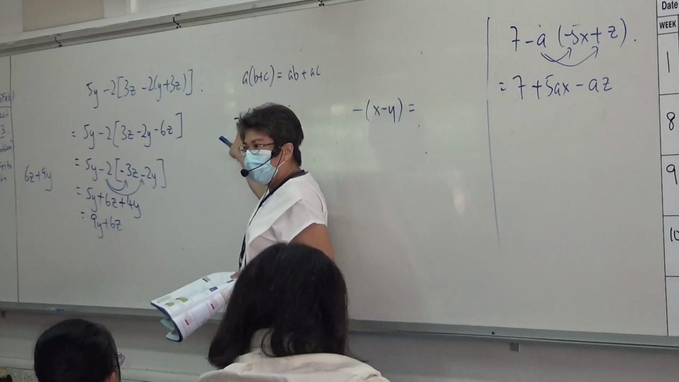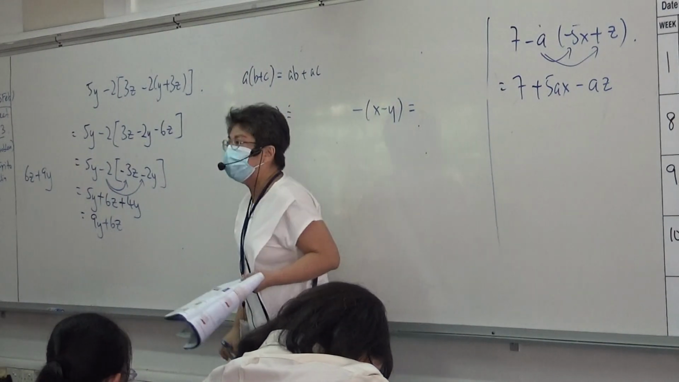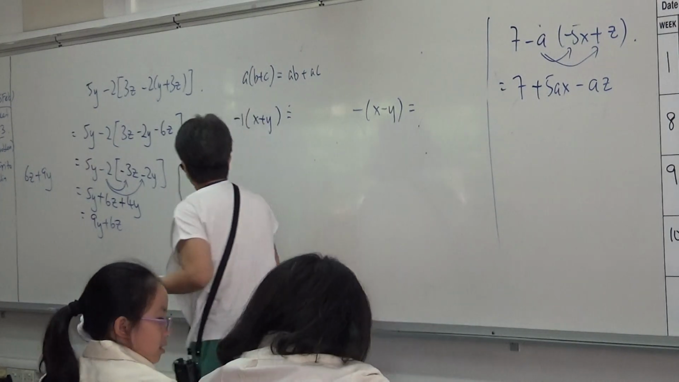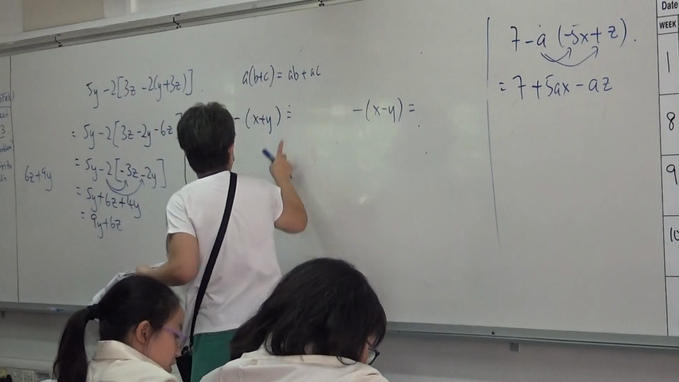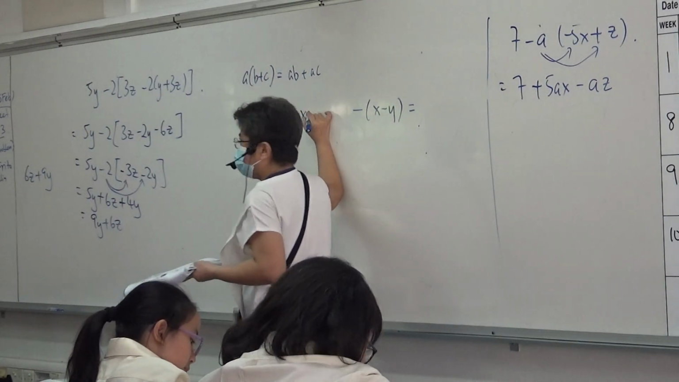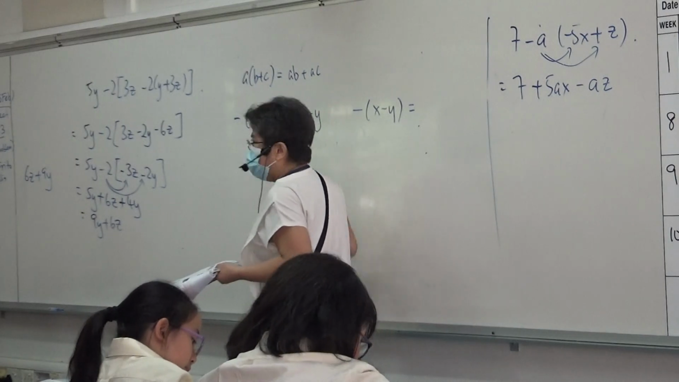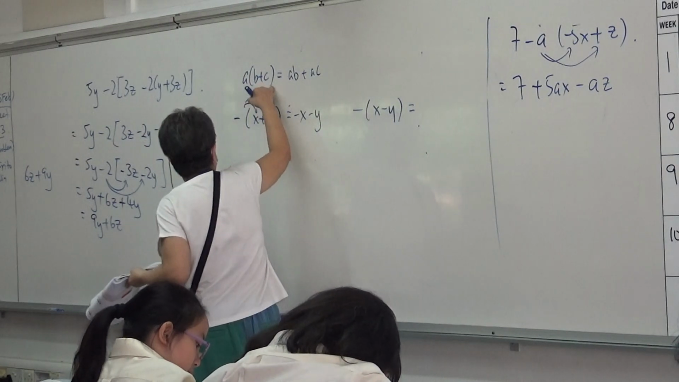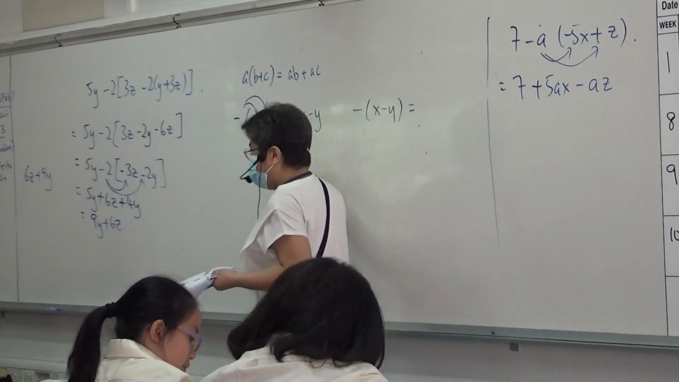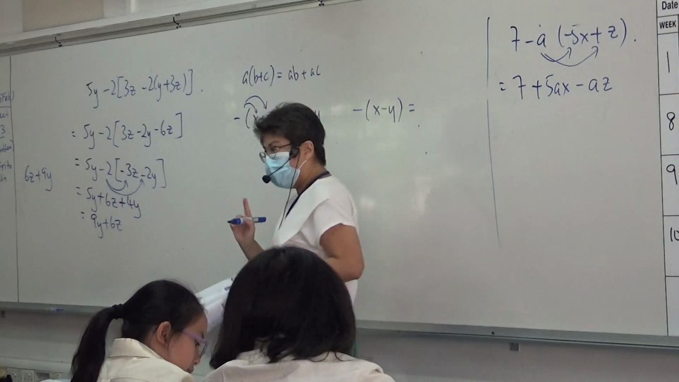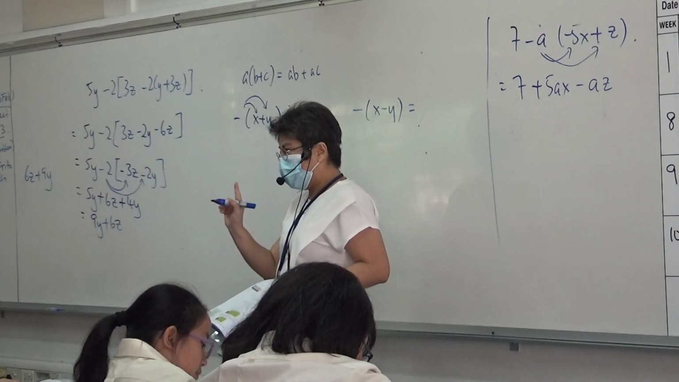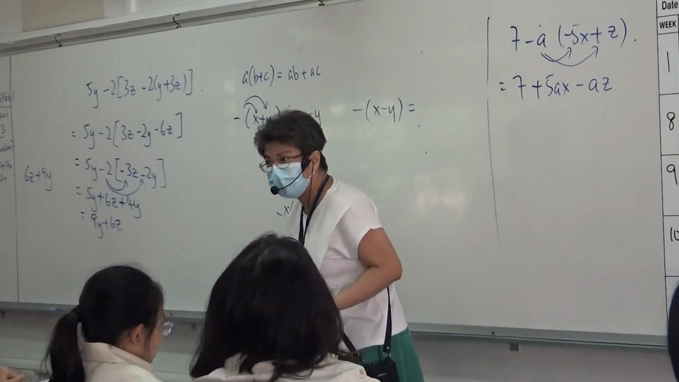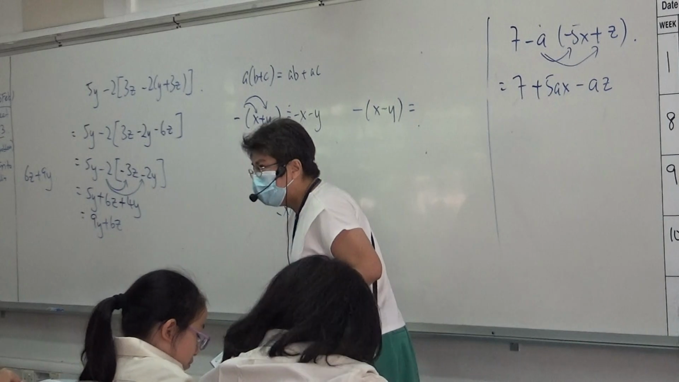Now, when it's a negative, it means actually it's a negative one, right? Correct. But must you write the one there? No need, so you don't need to write. So, what's the answer here? Negative x, negative y. Correct. Negative x, negative y. Negative x and negative y is not negative xy. It's not. Negative x times y, that is negative xy. You see? You understand?